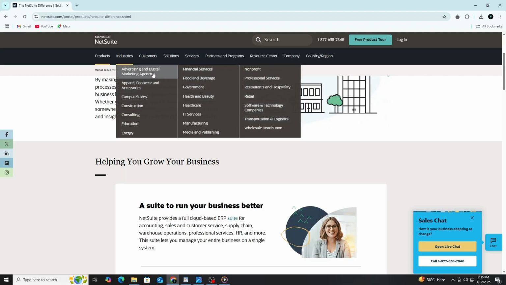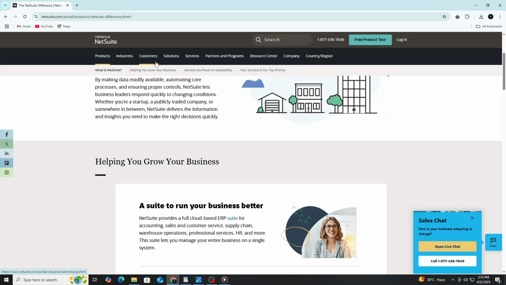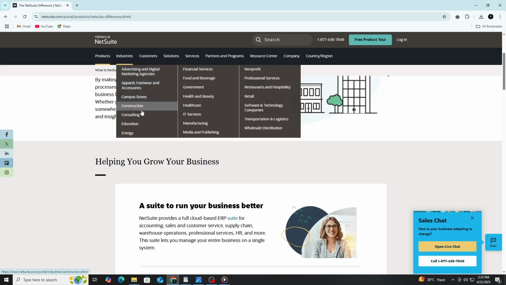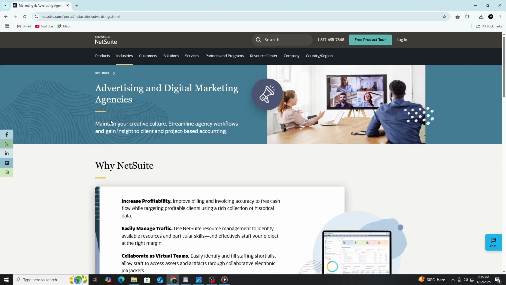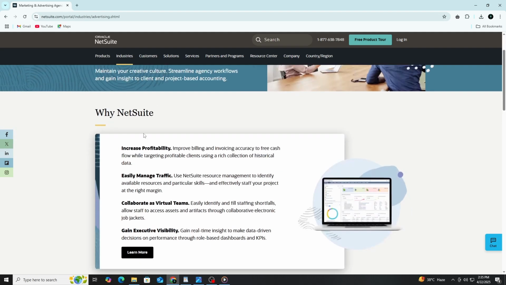But NetSuite doesn't stop there. They also offer tailored solutions for specific industries. Let's go over those now. Under the Industries section, you'll see a wide range of business types. NetSuite has designed tools and templates specifically for these industries, so you don't have to build everything from scratch.